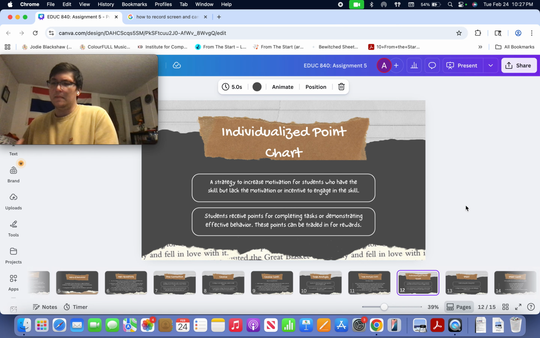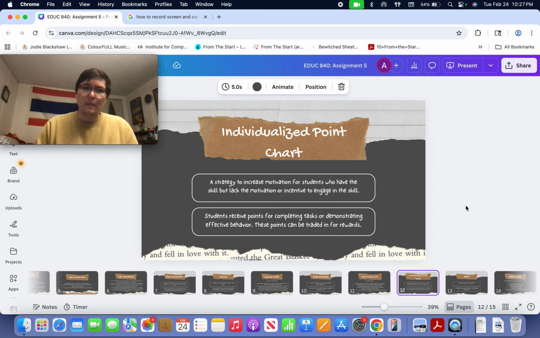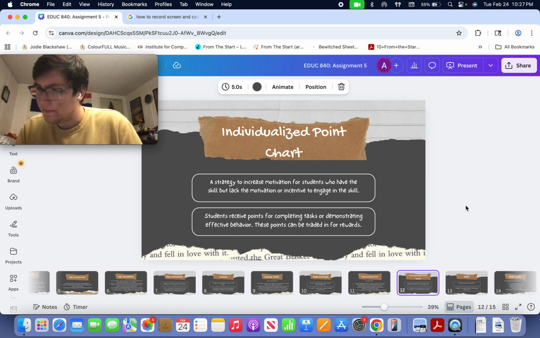For example, I might have a student who knows how to write, but they don't really like writing. So I can say, if you write this paragraph here, a 5 sentence paragraph, I'll give you a certain amount of points, and then they can trade that in for a reward.